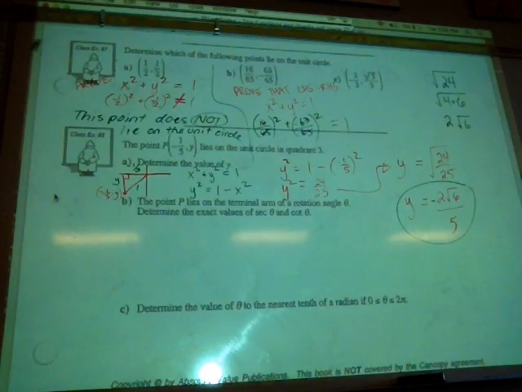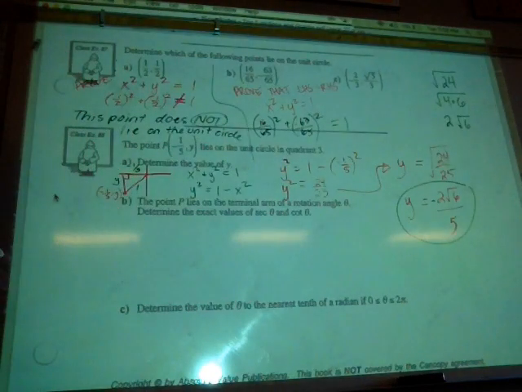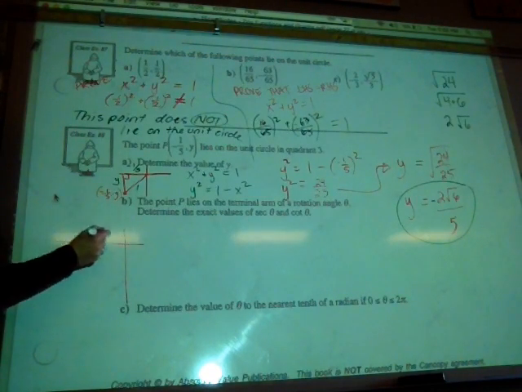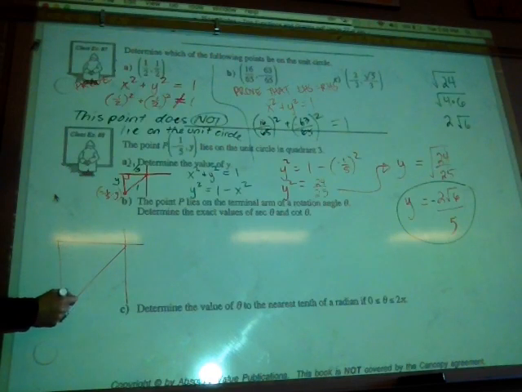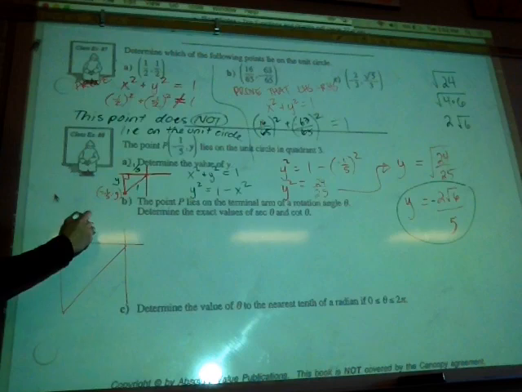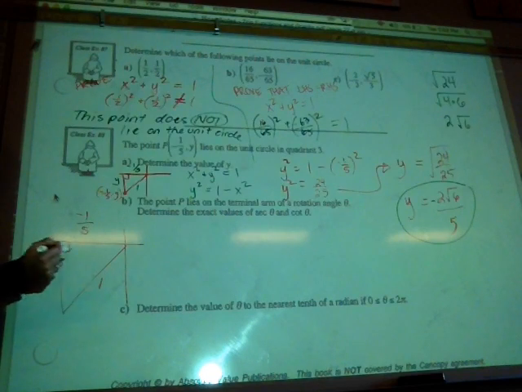Part B, the point P lies on the terminal arm of a rotation angle. We need to find the exact values of sine theta, secant theta and cotangent theta. So I'm going to draw another picture. A little bigger triangle this time. I know my x value is negative 1/5. My y value we just solved for, so negative 2 root 6 over 5, and we have a radius of 1.